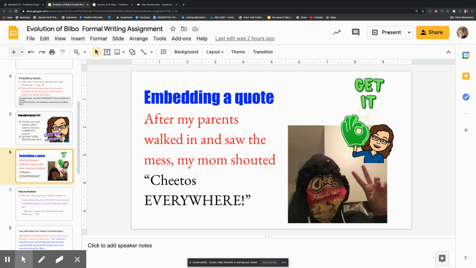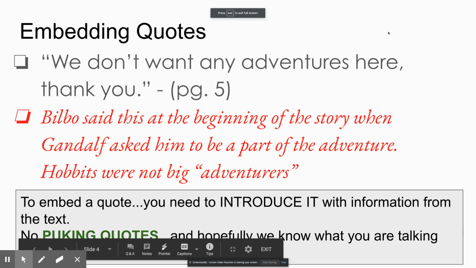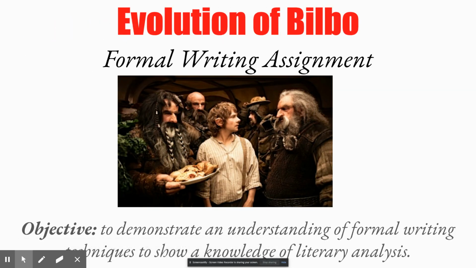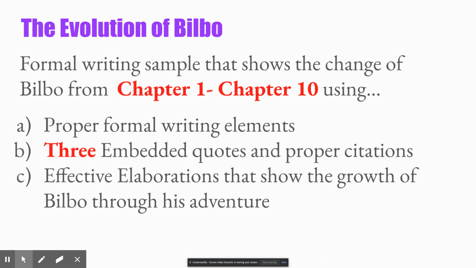Hey guys, this is that video I promised you of the writing assignment. Evolution of Bilbo. Basically, you're going to write an 11-sentence paragraph on how Bilbo changed from the beginning of the story till at least chapter 10.